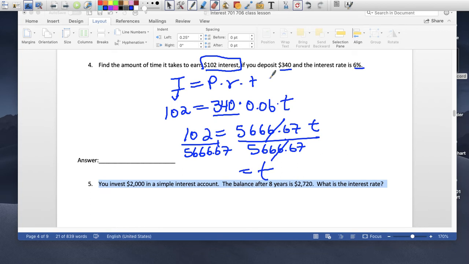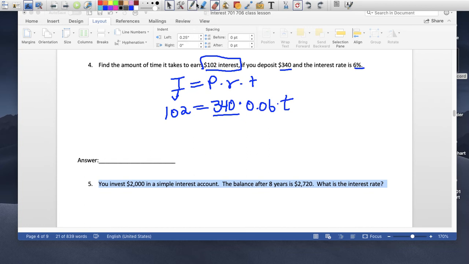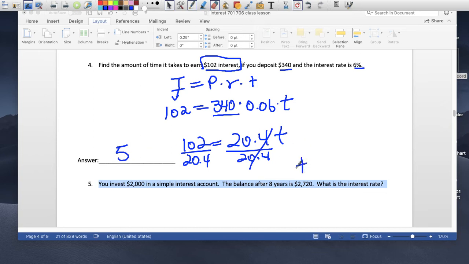Oh, I see what's not right. 340 times 0.06 is 20.4, so I made a huge mistake here. Let me erase this. This is 20.4. 340 times 0.06 is 20.4. Now, I'm going to divide this by 20.4. I'm going to divide this by 20.4. That makes more sense. So 102 divided by 20.4 equals 5. So t equals 5, which means 5 years.